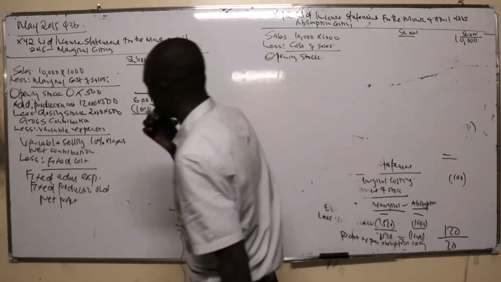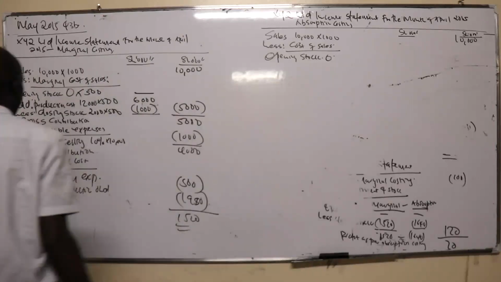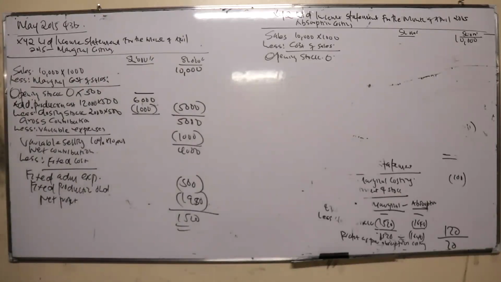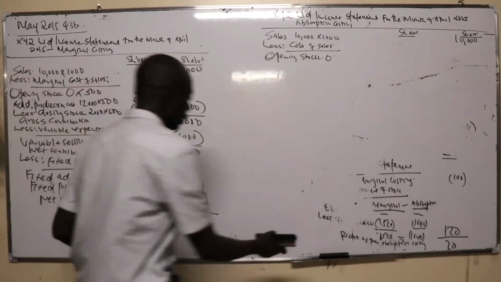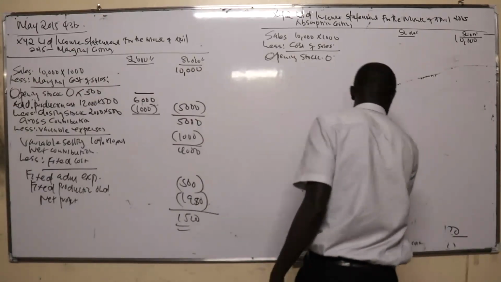If the opening stock was there, you'll have valued it based on the total production cost, which is a combination of the variable cost per unit plus the fixed cost per unit. So how do you get the fixed production cost per unit?